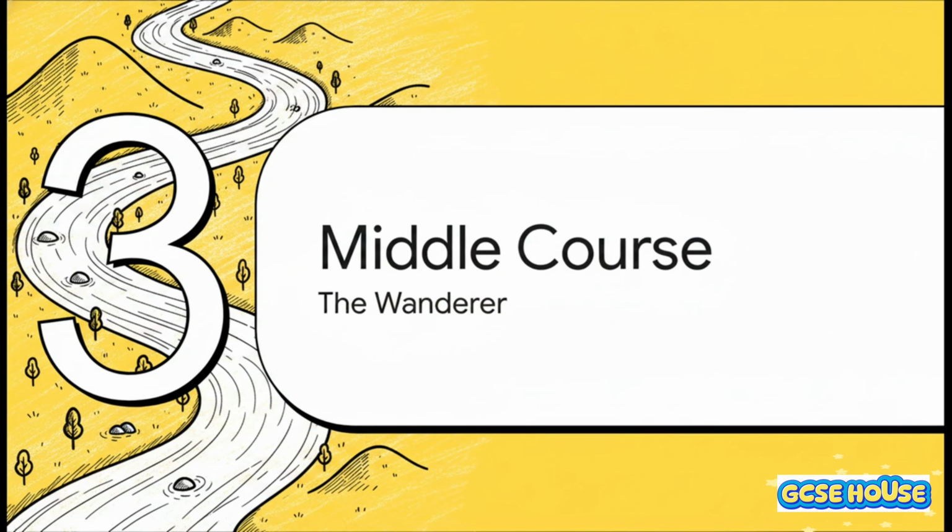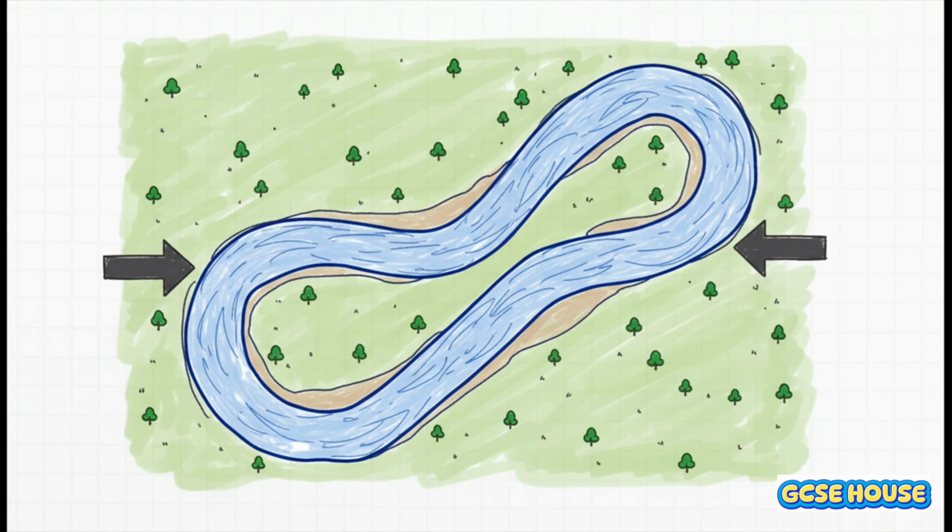All right, so our river is growing up. It's leaving the steep mountains behind and entering its middle course. Think of this as its middle age. The land flattens out, the pace slows down a bit, and its journey starts to wander. The big change here is the direction of its energy.